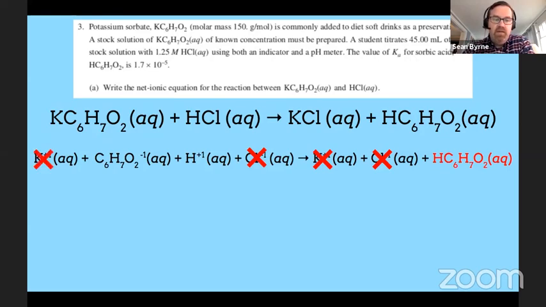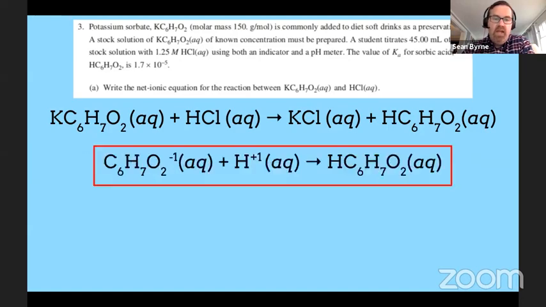Potassium similarly appears in the same form as a potassium ion on both the reactant and product side, and so we can eliminate that from the equation. That gives us an ultimate net ionic equation of our two ions reacting to make our sorbic acid over here. And that would be the acceptable net ionic equation for the reaction between our two compounds.